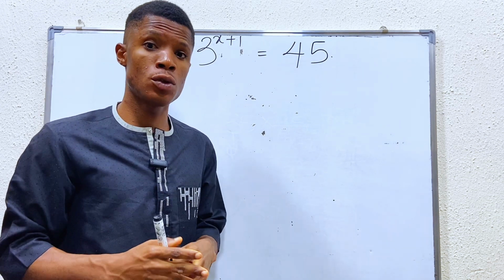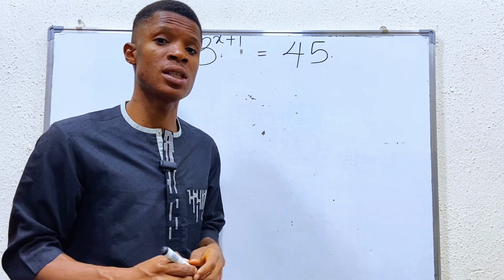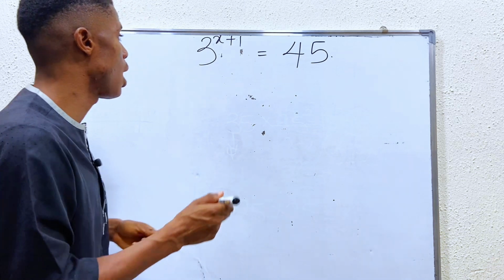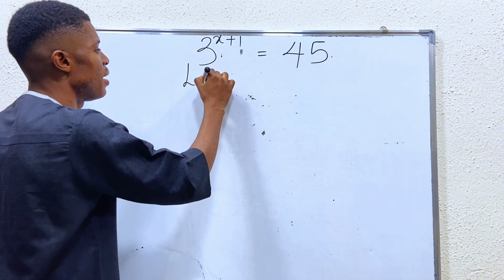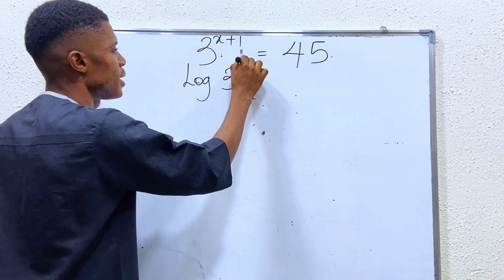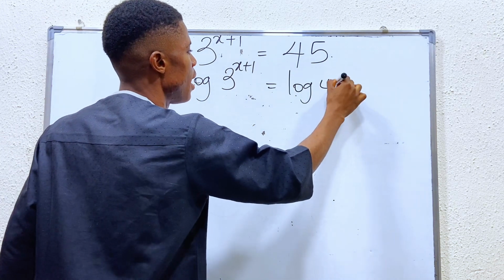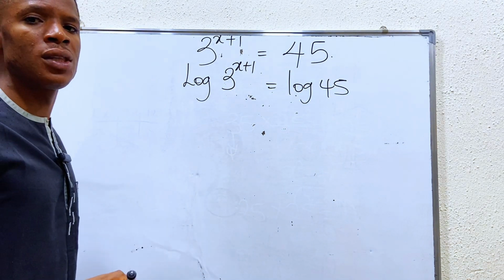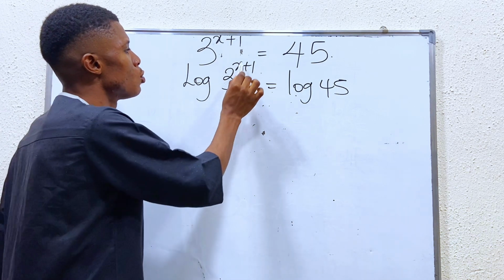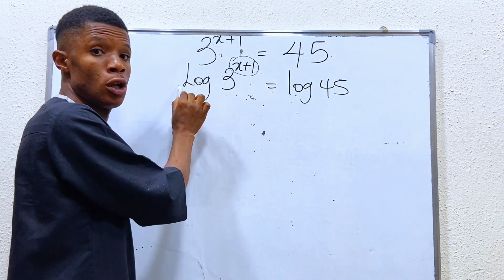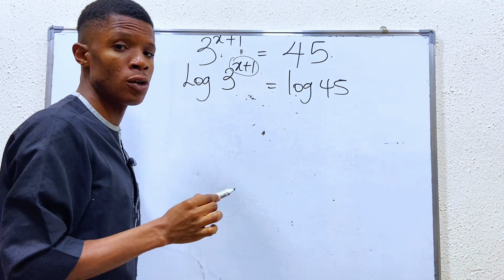So all you have to do to find the value of x is take the log of both sides. When you take the log, you have log of 3 power x plus 1 is equal to log of 45. If you do this, the logarithm allows you to multiply this power to the log, from the law of logarithm.